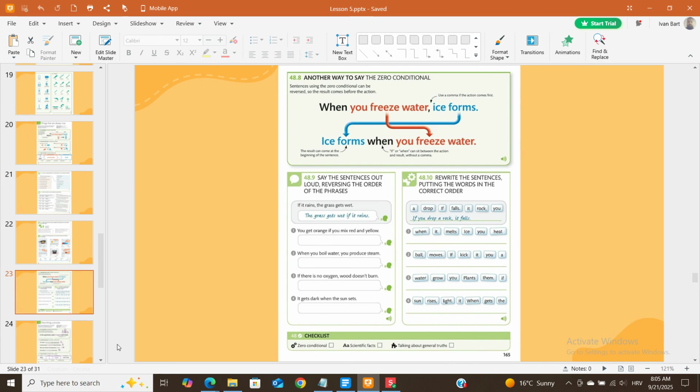48.9 Say the sentences out loud, reversing the order of the phrases. If it rains, the grass gets wet. The grass gets wet if it rains. You get orange if you mix red and yellow.